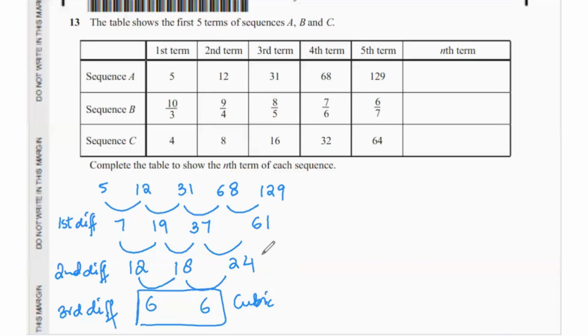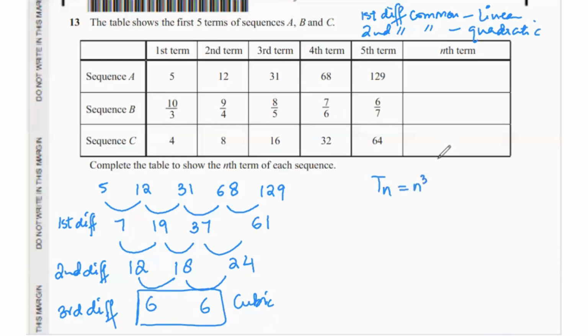If the second difference is common, that means it's a quadratic sequence. And if the first difference is common, that means it's a linear sequence. First difference common, that's linear. Second difference common, that's quadratic. Third difference common gives us a cubic equation. Now, cubic would mean that, let's assume that the nth term is n to the power of 3, n cubed.